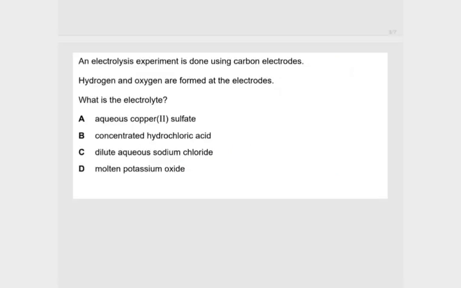An electrolysis experiment is done using carbon electrodes. Hydrogen and oxygen are formed at the electrodes. What is the electrolyte? So option A, you have aqueous copper sulfate. It will not produce hydrogen because it will produce copper metal in place of hydrogen, so not the option. Concentrated hydrochloric acid will produce H2 and Cl2, not oxygen. It will not produce oxygen at the anode. Instead, it will produce Cl2 at the anode.